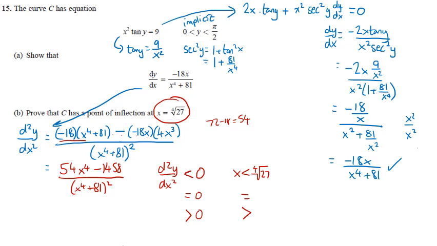Okay, so we get that, and that's enough. If there's a change in sign before and after that value, a change in sign of the second derivative, then that's enough to show that there's a point of inflection at that point.